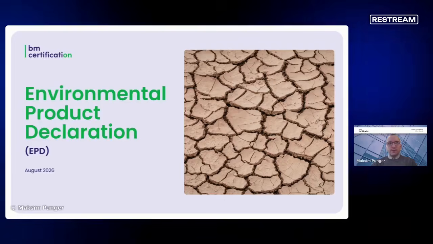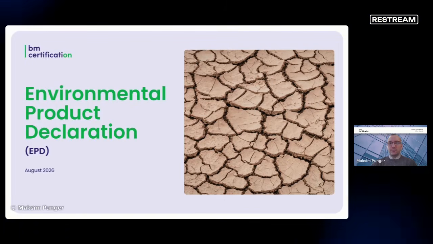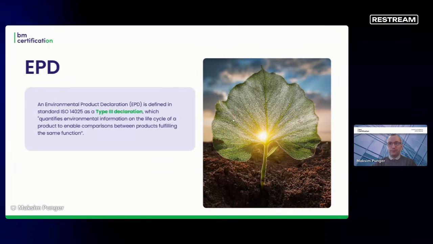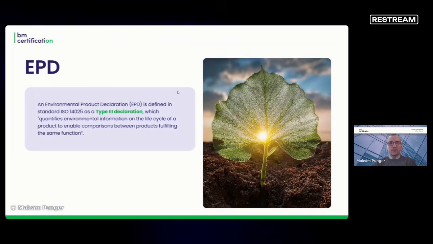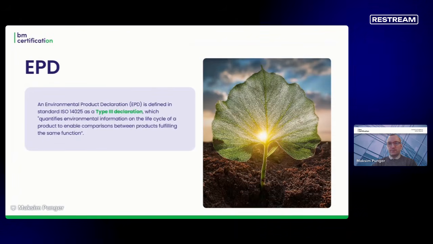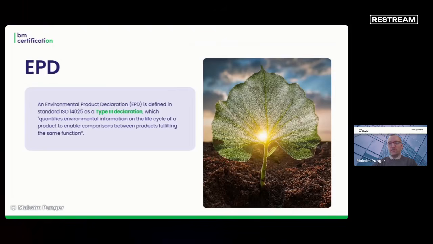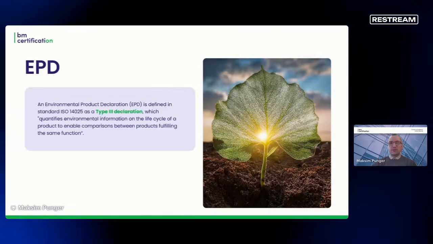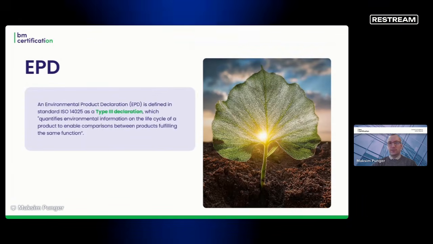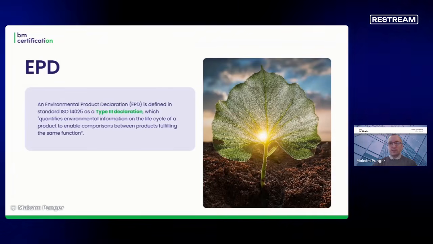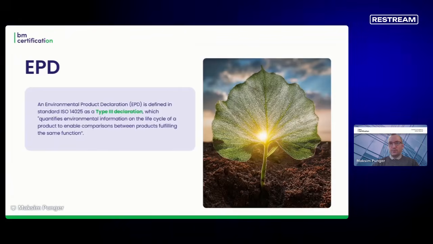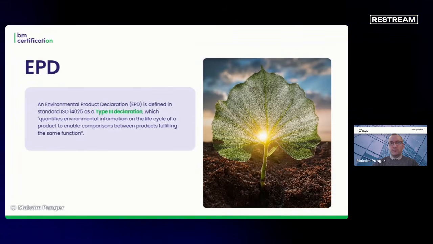So today we are talking about the EPDs, a complex topic explained in a simple way. According to the ISO 14025 standard, the EPD is a Type 3 declaration that not only quantitatively assesses the product's life cycle to enable comparison with similar products, but must also be verified by independent third parties and be publicly available.